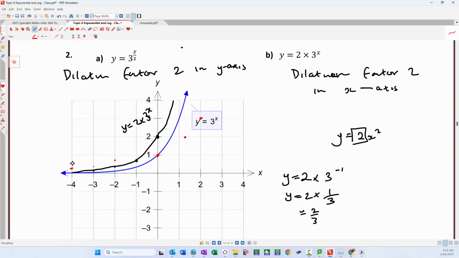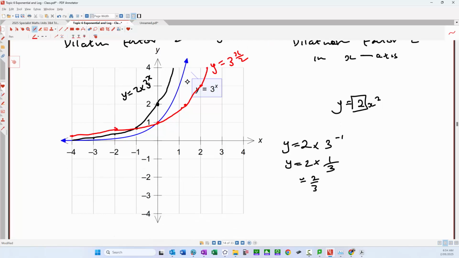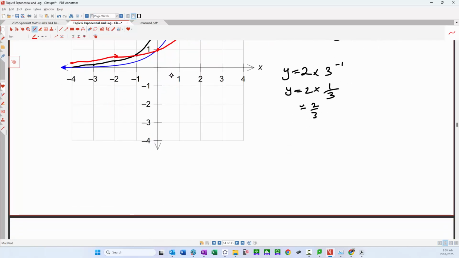All right, so let's try and draw this. A bit harder to draw that one. Yeah, okay, that's terrible, but it'll do. Right, so hopefully you can see that that's a dilation factor 2 in the y-axis, but if you can't, just copy it down in your notes for the moment and hold on to that thought.